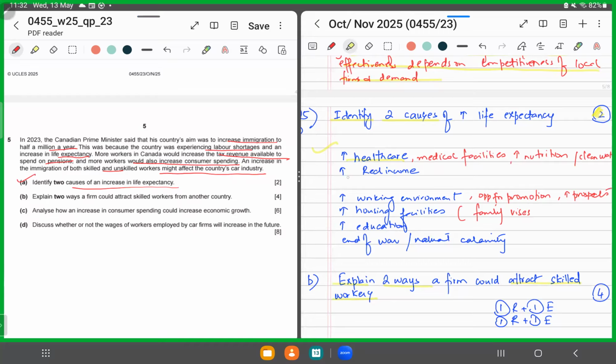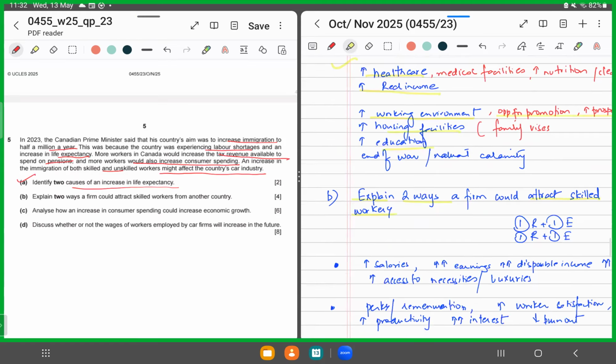Or since the inflation level is low, the real income is going to be high, the GDP per capita is going to be high, or the working environment is really peaceful or productive. And there are opportunities for promotion and prospects. So, people are going to live longer. Housing facilities are better, people are more educated. Again, so people are going to live longer and they're going to be healthier.